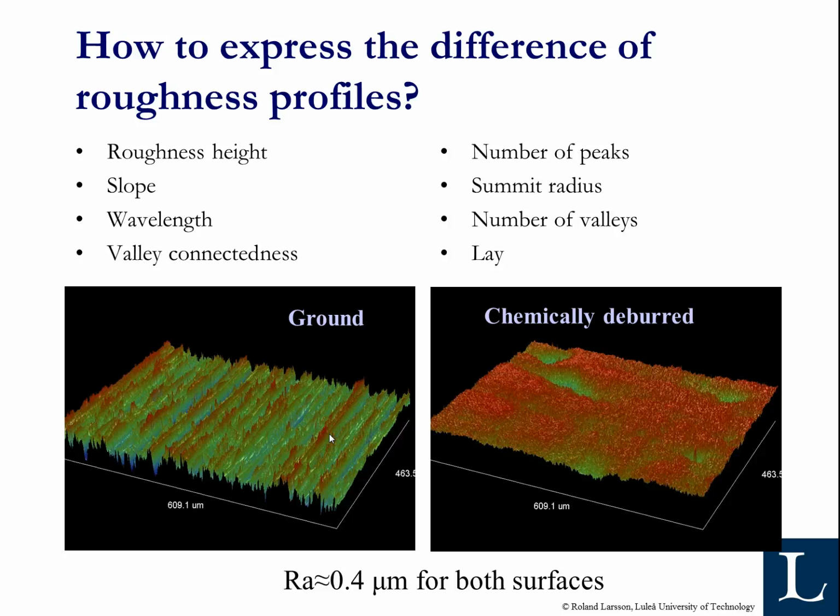And also the valleys play a role. If you lubricate this system, your lubricant may be stored down here in the valleys, and that has some effect too. And some people talk about valley connectedness. So if the valleys are connected, then the lubricant may escape to another valley. But if they aren't, the lubricant can't escape, and then it lubricates instead. And the lay, the direction of the grinding marks, could also be important. So in this case, the Ra again is the same for these two surfaces, but still they look very different.